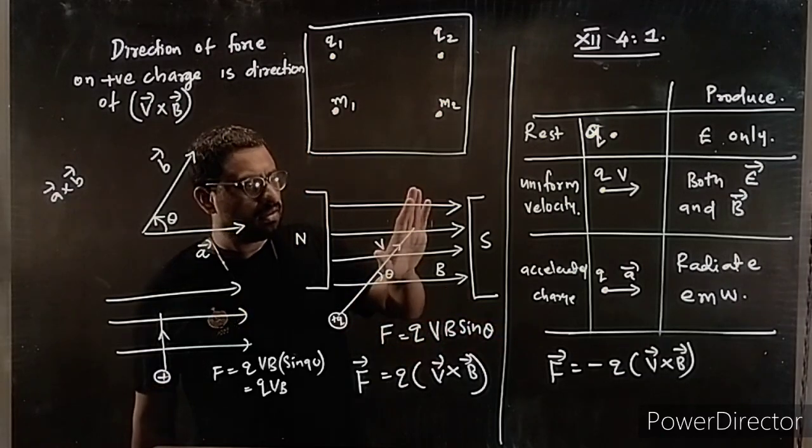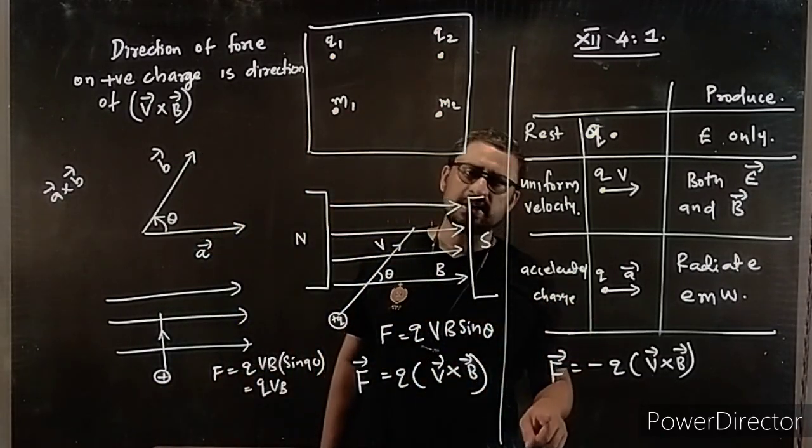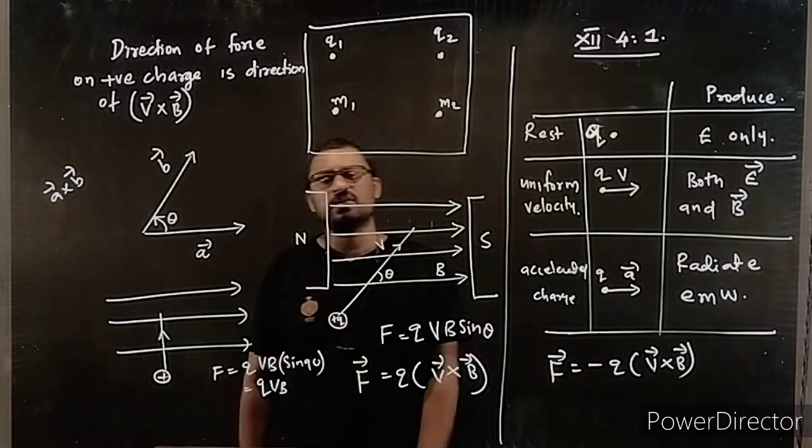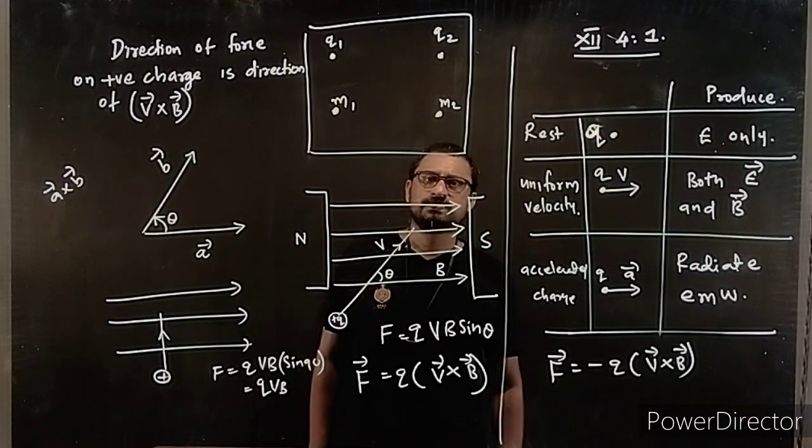And for negative charges, the answer will be opposite to the direction which you got. Because this thumb rule will give you the direction of V cross B. If it is a negative charge, the force will be opposite to the direction of V cross B. That's all. Thank you.